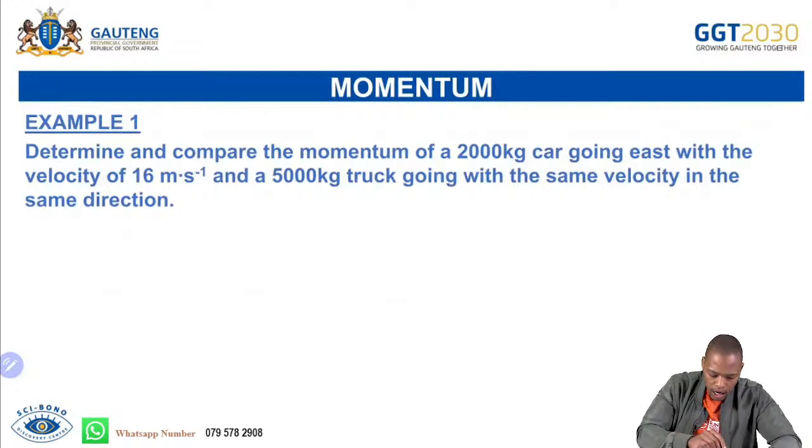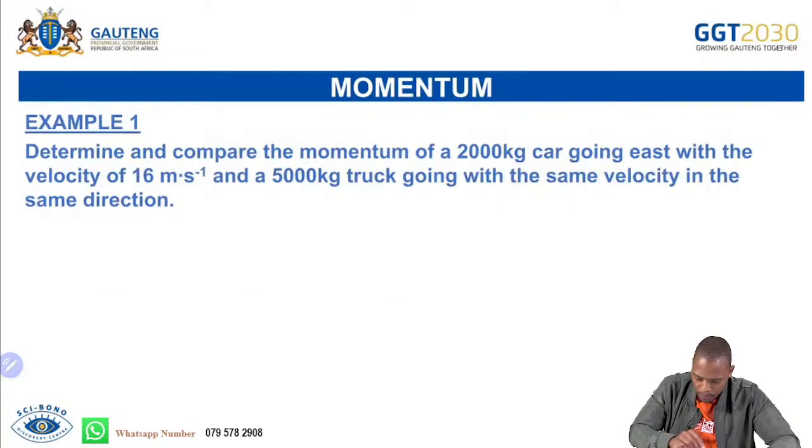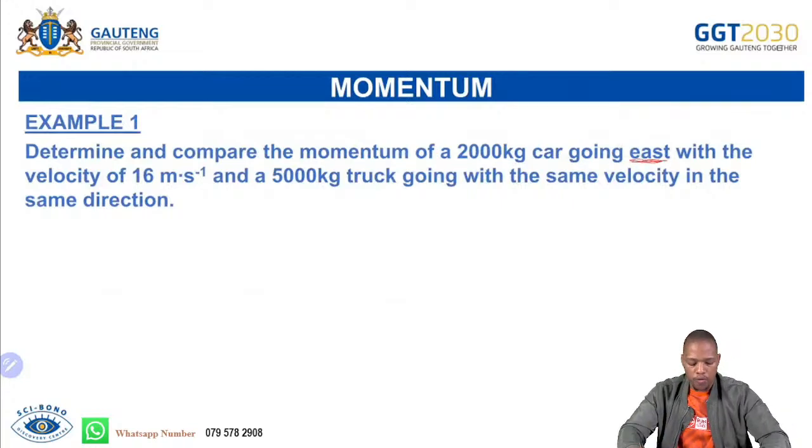They have told us in the question that the car is moving east. So I can decide this direction. Take east as positive, or I can take west as positive. Are we together? The issue of direction when it comes to momentum is very simple. However, here's what I prefer.